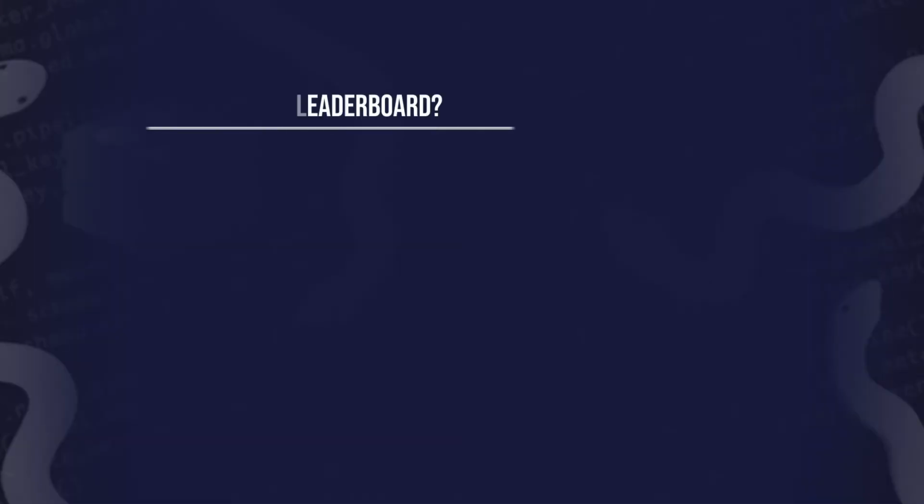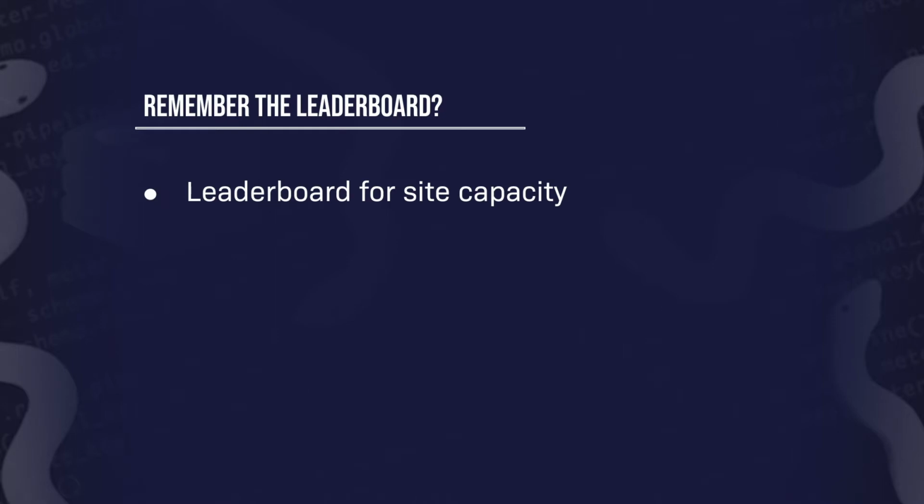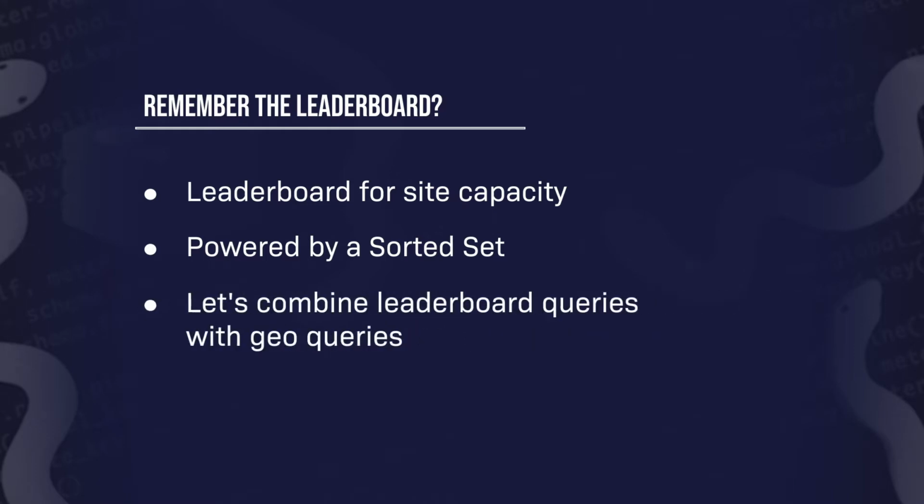Recall that earlier on, we built a site capacity leaderboard. Underlying this leaderboard is a sorted set that can get us the current capacity of each site. We can use this together with the GeoQuery from the previous unit. How do we do that? Let's look at some pseudocode.